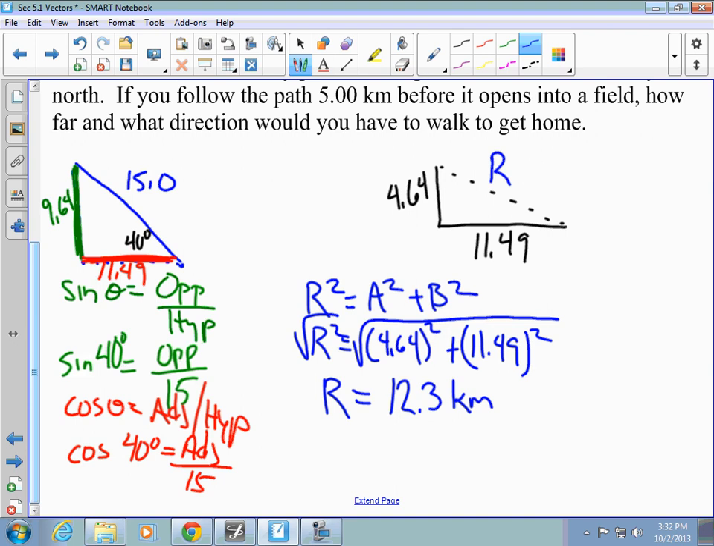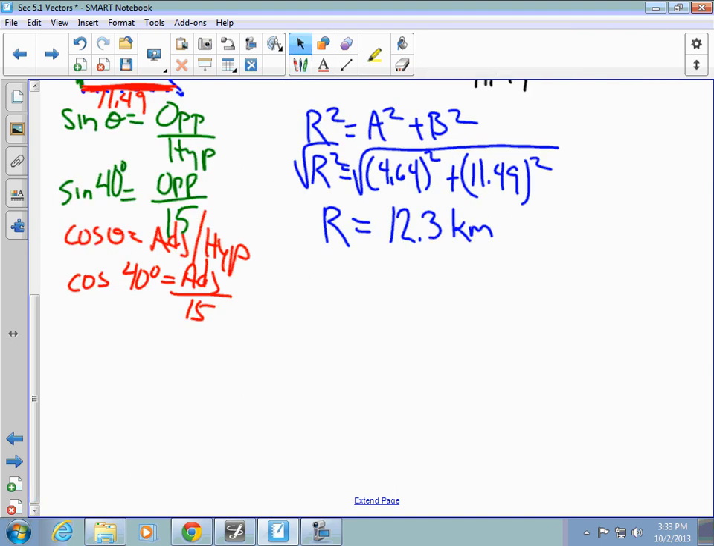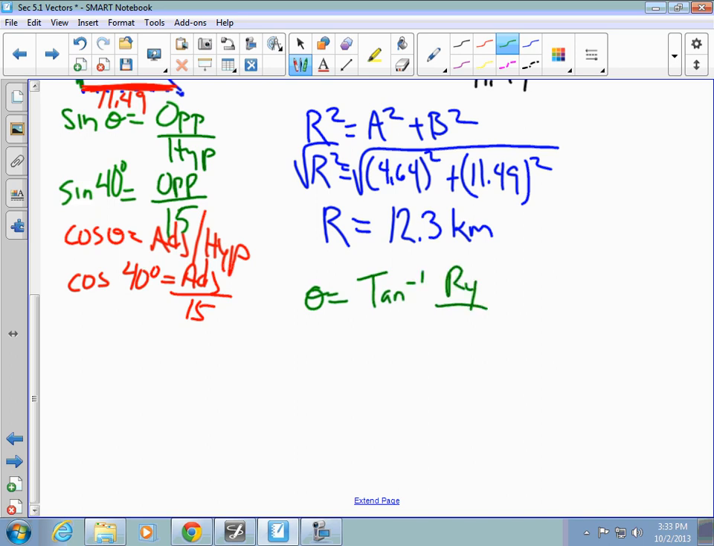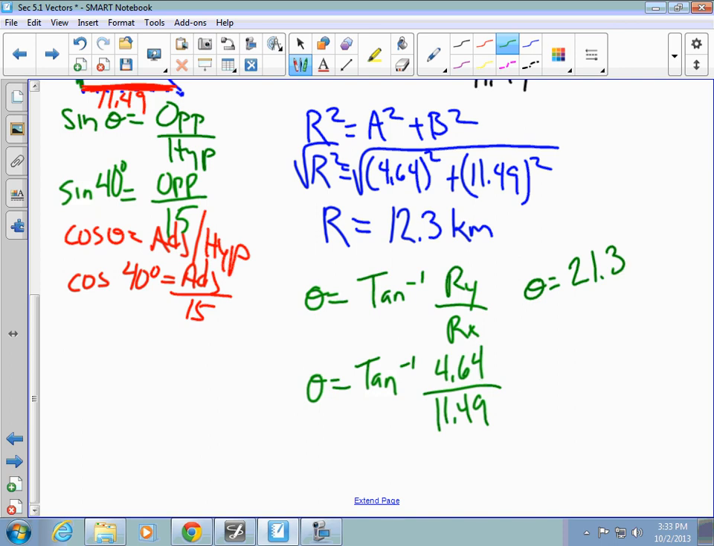But I'm not done quite yet. I need to figure out the angle at which I am walking still. So how am I going to do that? Well, remember, theta is equal to the tangent inverse of ry over rx. We plug that in. Theta is equal to the tangent inverse of ry, which in this case is 4.64, divided by rx, which is 11.49, and I end up getting that theta, using 3 sig figs, is 21.3 degrees.